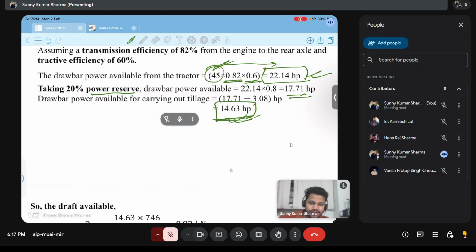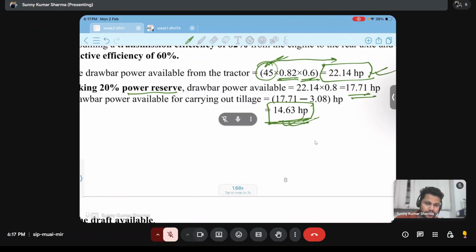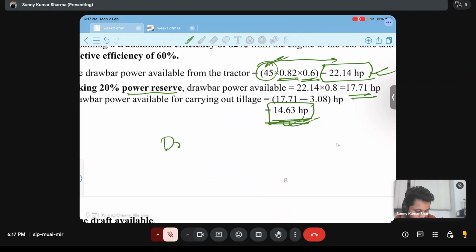Okay, Kamlesh, you tell. If we got the drawbar power value, 14.63 HP, what will be the draft available? Sir, I think we have to multiply with speed. This is the drawbar power available. Drawbar power into speed, you are saying.